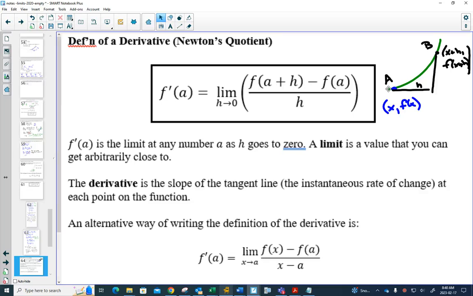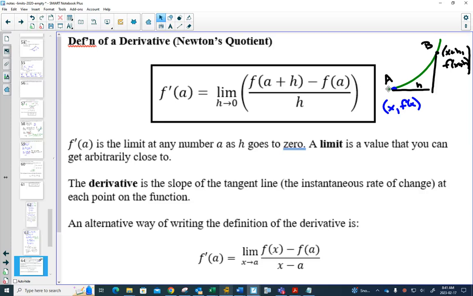Instead of just plugging in a specific point A, we can actually plug in a variable X. And the difference will be, instead of finding a specific slope, we can find a formula for all of the slopes. So we can easily find any one. Instead of having to do the formula over and over and over again, we'll get a formula for all of the slopes.